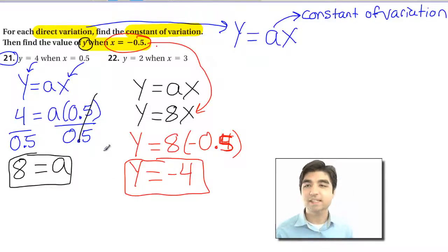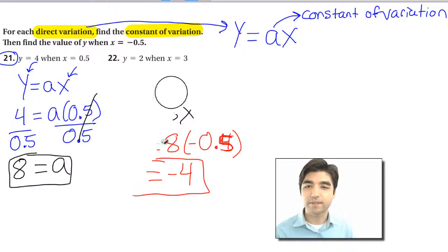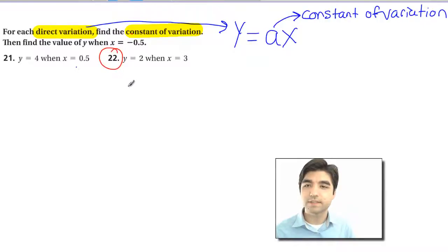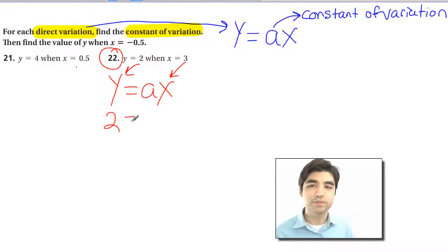And then you just do the exact same process for 22. You could pause the video and try it out yourself, and I'm going to do it right now. So for 22, it says find the constant of variation when y equals 2 and when x equals 3. So do your general direct variation equation. Then you put the 2 in here and the 3 here, so it becomes 2 equals a times 3.